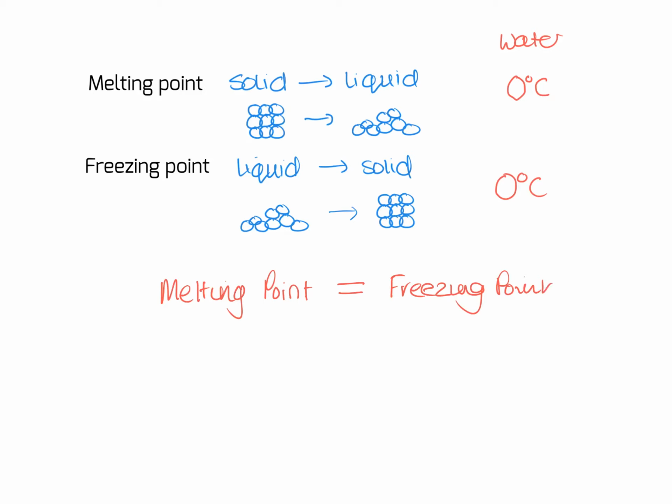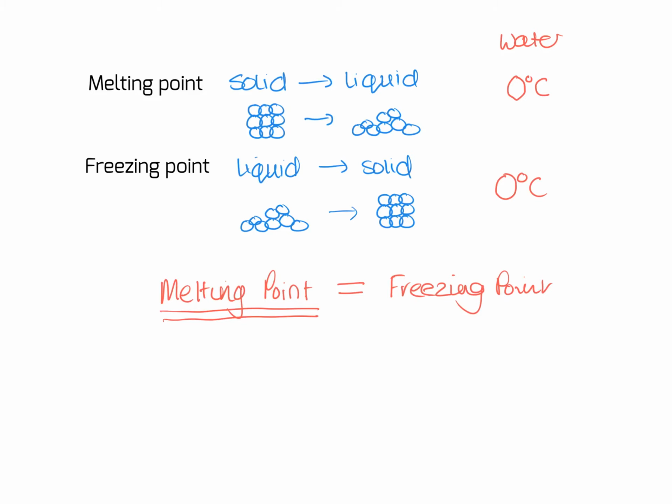Now, scientists don't like having two words for the same thing, so even though at 0 degrees water can melt and at 0 degrees water can freeze, because we're scientists and we like simplicity, we're just going to stick with one word and we call it the melting point. It doesn't matter whether you're going from solid to liquid or from liquid to solid, we will call it the melting point, but we know that it's the temperature where something will melt or freeze, and it's the same number.